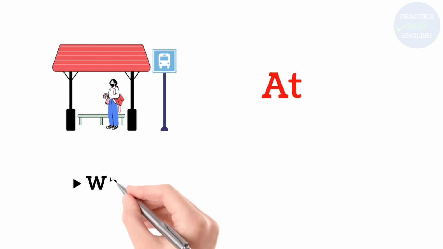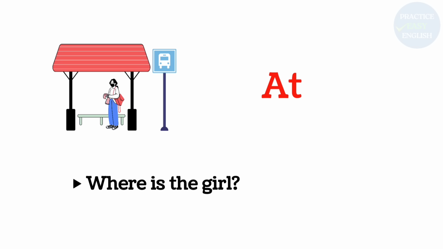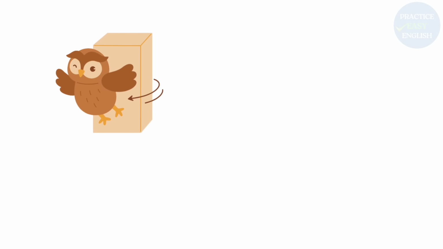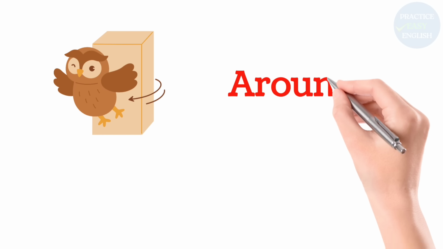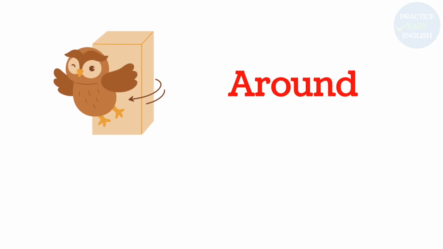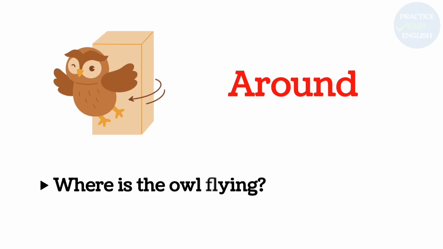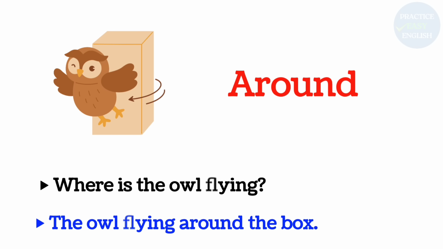At. Where is the girl? She is at the bus stop. Around. Where is the owl flying? The owl is flying around the box.